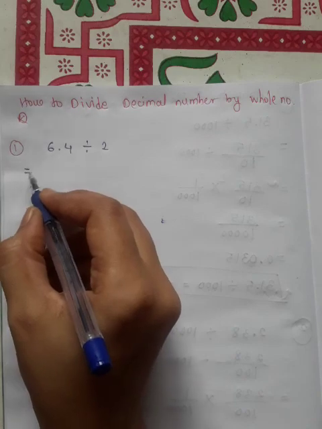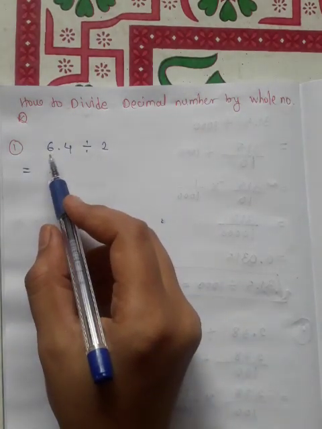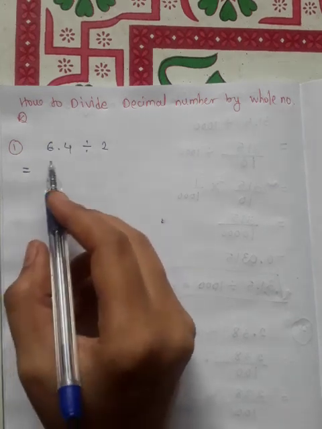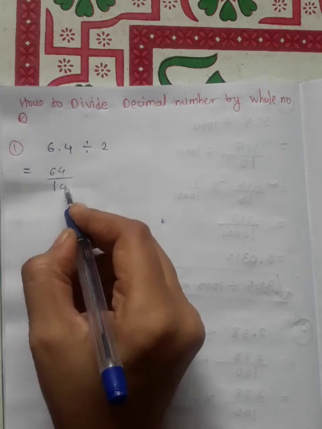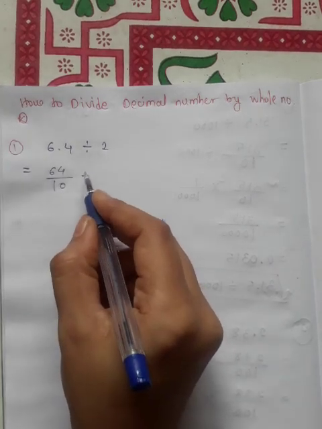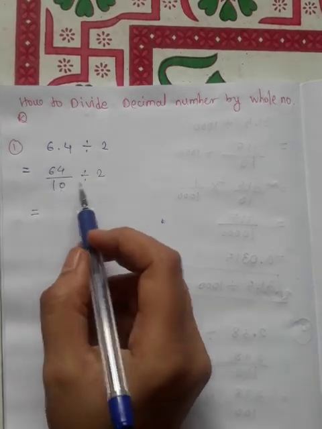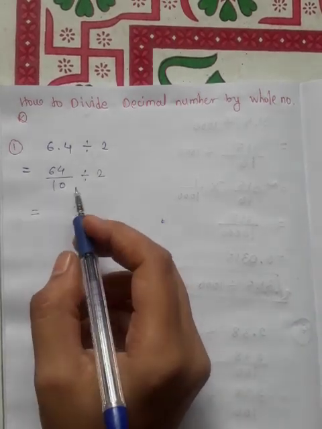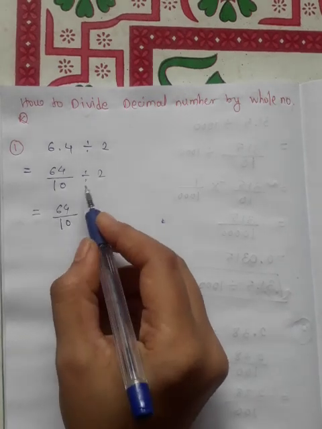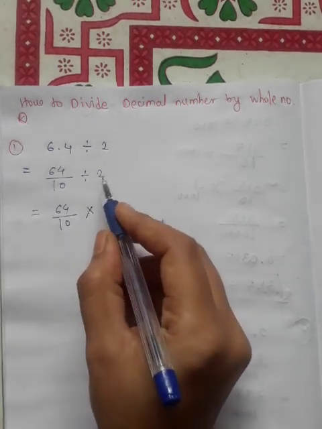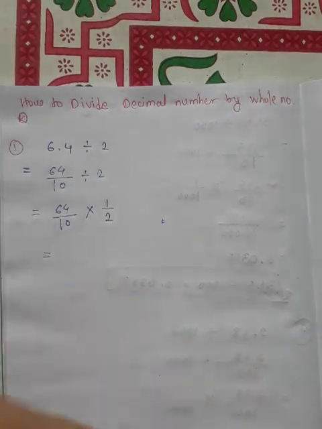Just as I discussed in the previous example, first write this decimal number in terms of fraction. So 6.4 can be written as 64 by 10. Division sign as it is, 2 as it is. And we know how to divide a fraction by a whole number. First take the fraction as it is, replace the division sign by multiplication and write the reciprocal of 2. Reciprocal of 2 is 1 by 2.